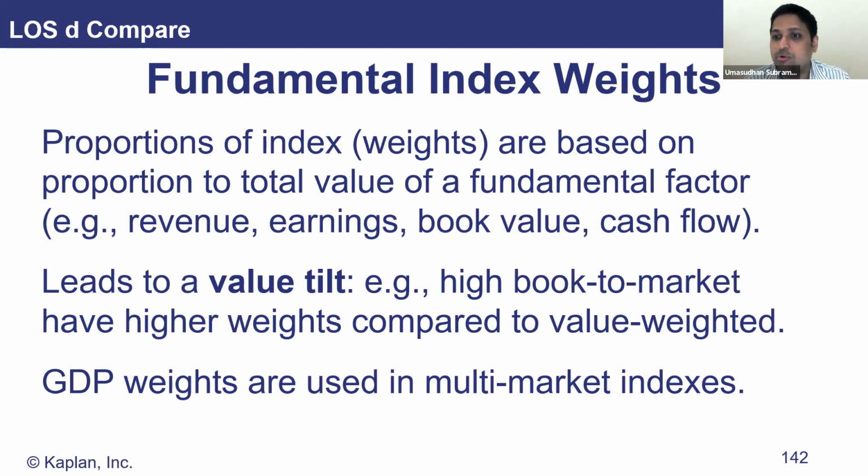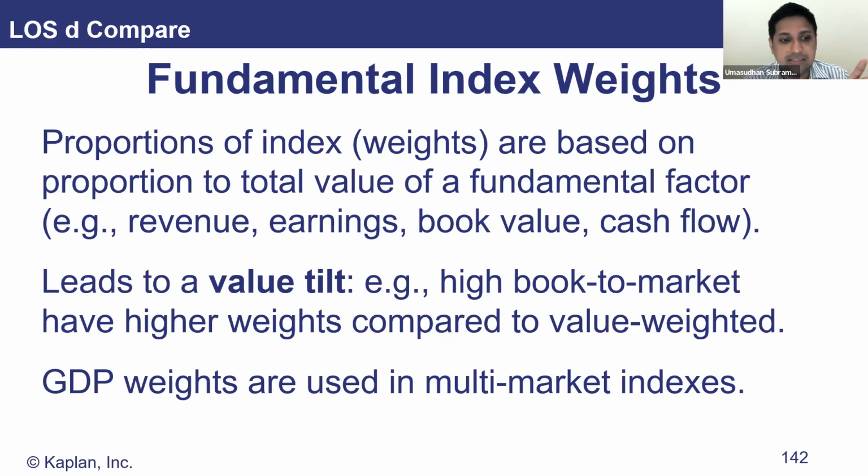If you see high book to market: book to market means book value divided by market value, which is the upside down of price to book. So if price to book is lower, book to market will be higher. You've got to remember that. So in this index, which stocks are going to have higher weightage in simple terms? Fairly valued stocks, undervalued stocks, or overvalued stocks? Fantastic. Undervalued stocks are going to have higher weightage in a fundamental index weight.